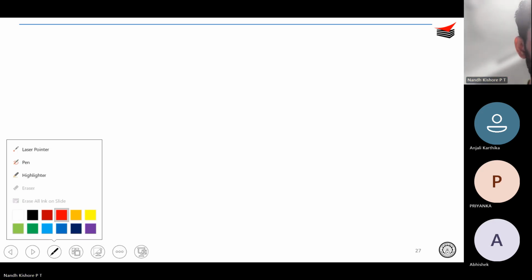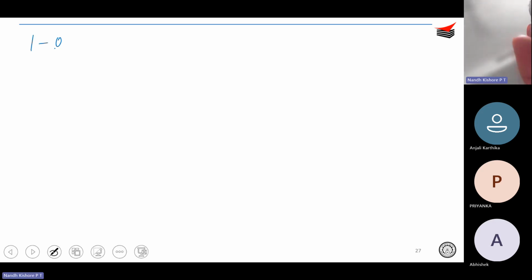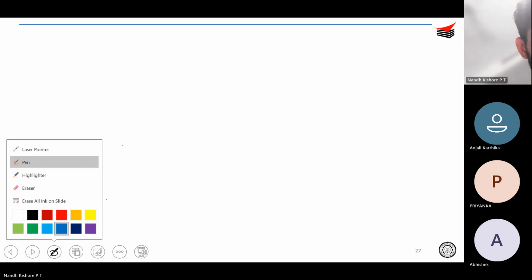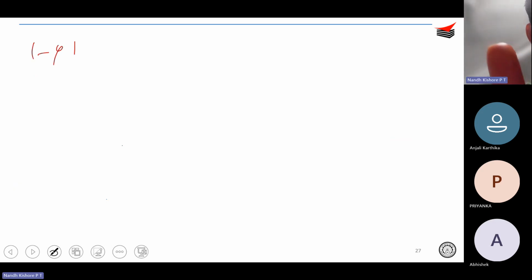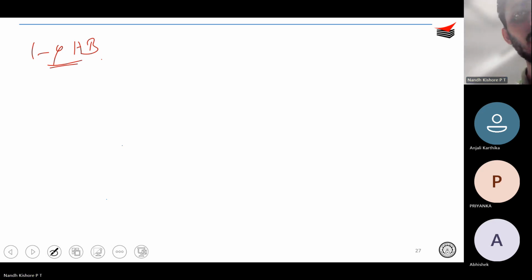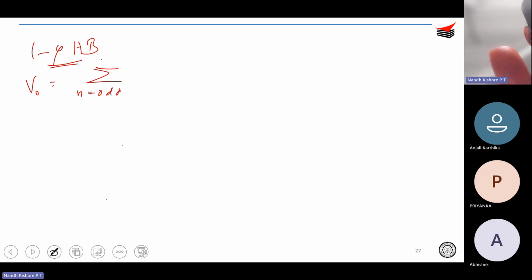Okay. So let me write single phase half bridge. So one thing is what is your Fourier? V naught is going to be sigma n is equal to odd to infinity.